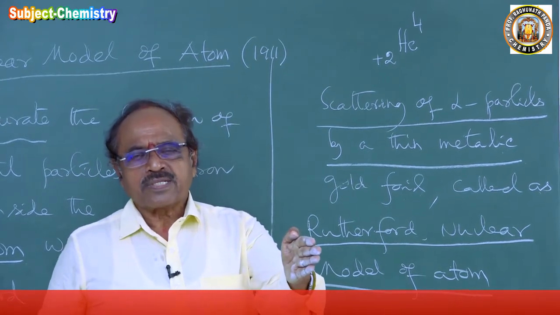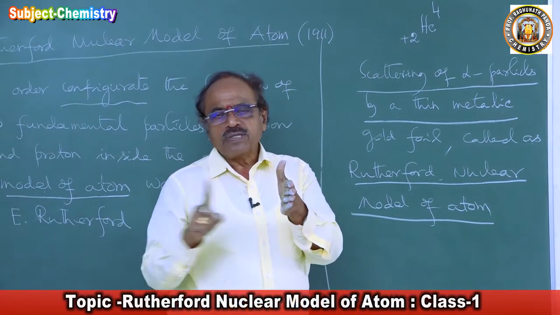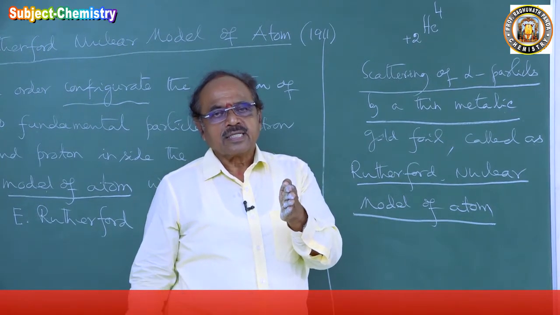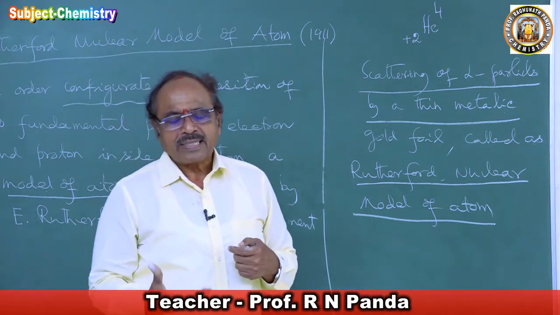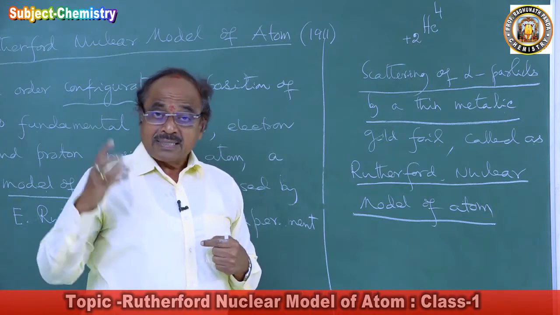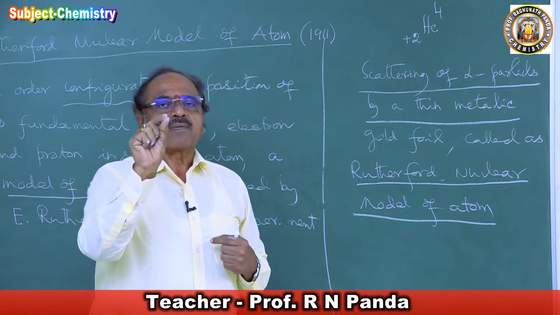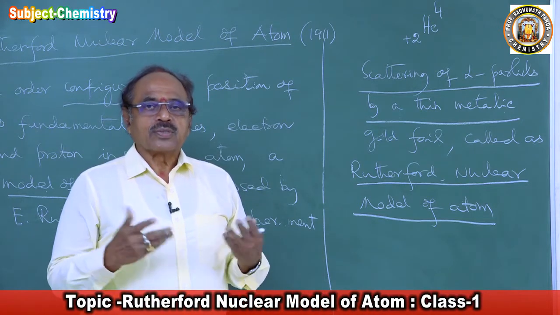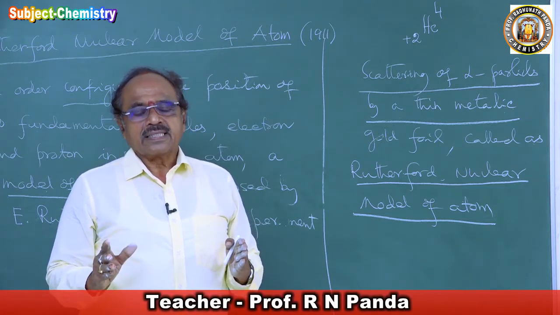Imagine a gold foil kept there, and these alpha particles allowed to strike it, moving with a velocity about equal to the velocity of light. We know that when a particle with mass is moving, it has a lot of kinetic energy, half mv square. So imagine the energy associated with an alpha particle when it moves in a straight line.